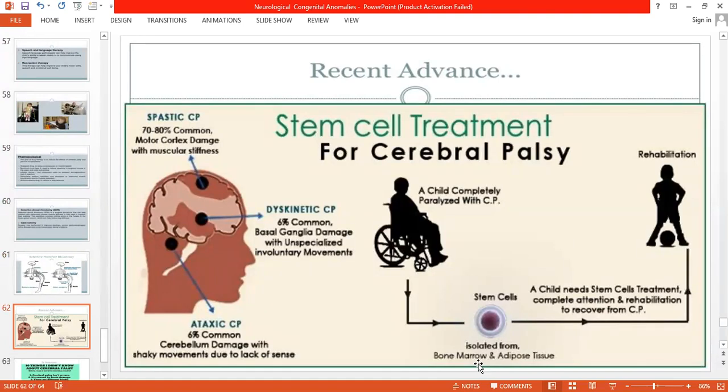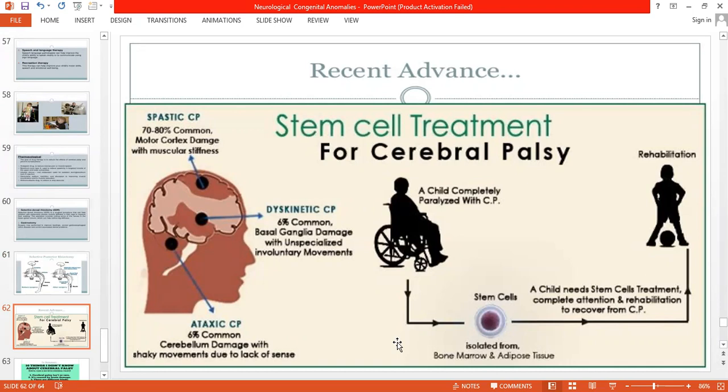The most recent advance in treating a CP child is the stem cell transplant. What we do, like the infarcted area of the brain, the motor cortex, the area of the basal ganglia, the cerebellar region involved, these areas are filled with stem cells. These stem cells are derived from bone marrow or adipose tissue, or neonates, or embryos, which is banned in most countries, particularly ours. We are not even thinking of doing such things. We have not started it.